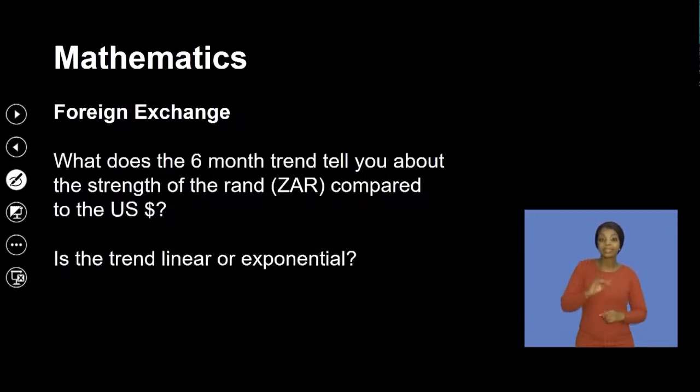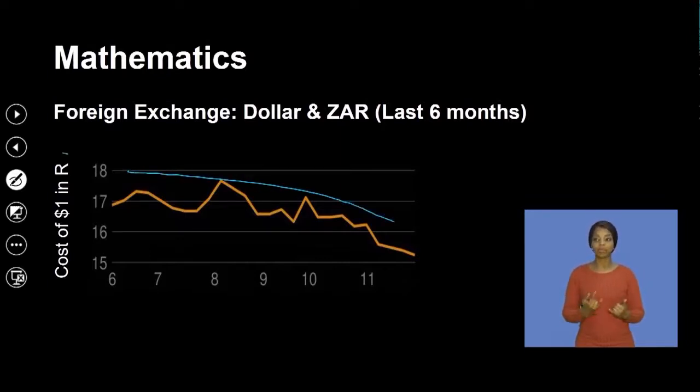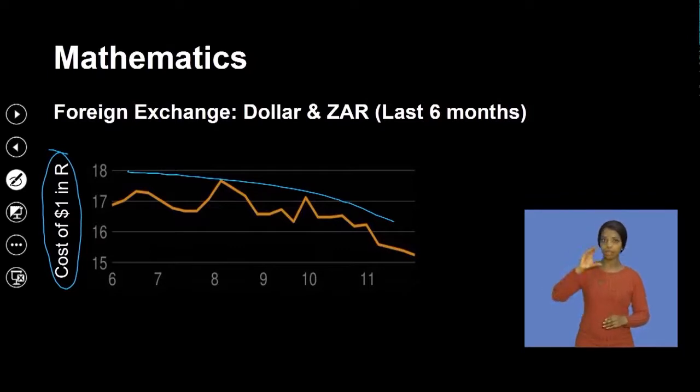If we summarize this, let's also go back and look at a 6-month trend, right? With a 6-month trend, it looks like this is a decrease. And if it's a decrease, it means that the cost of $1 in terms of rand is a bit decreasing. So remember what I said: the more you pay, the weaker the currency is. But now, the less you are paying, the stronger our currency is. So that's what the foreign exchange is.